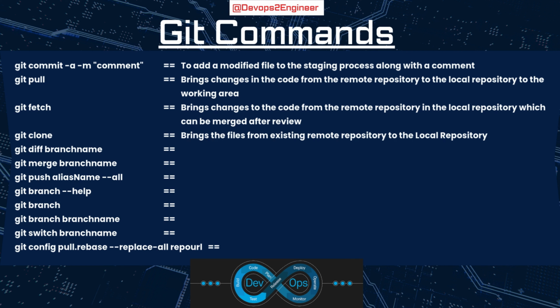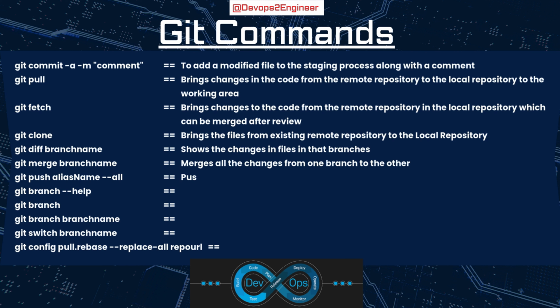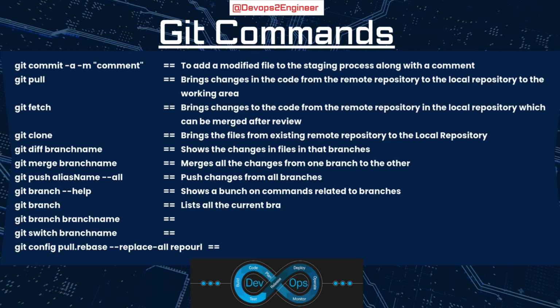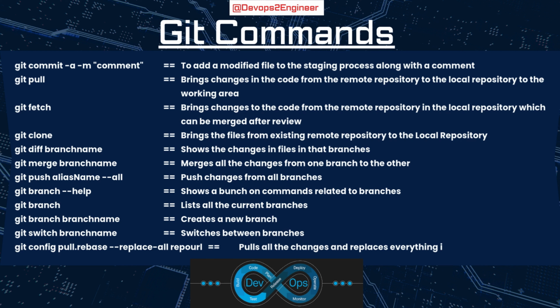Git fetch brings changes to the code from the remote repository into the local repository, which can be merged after review. These are different because git pull doesn't give you the chance to review the changes, but git fetch gives you the chance to review your changes. Git clone brings the files from an existing remote repository into the local repository.